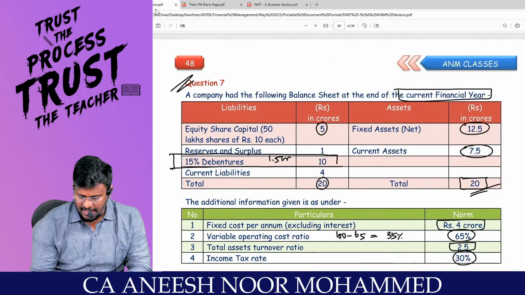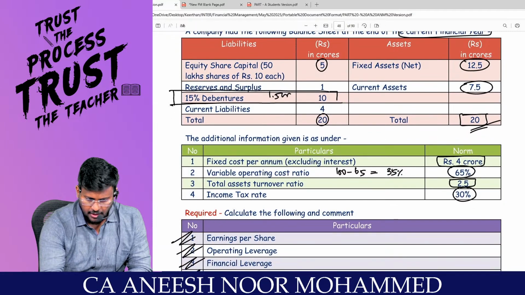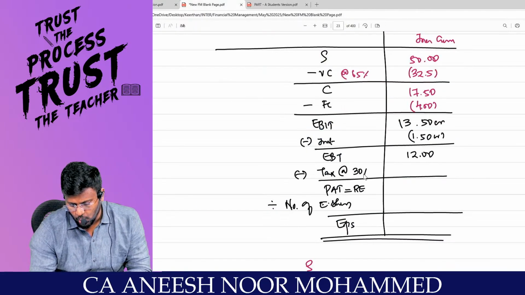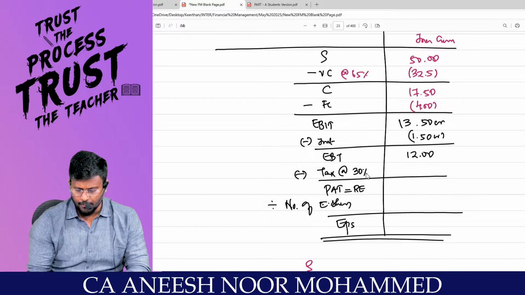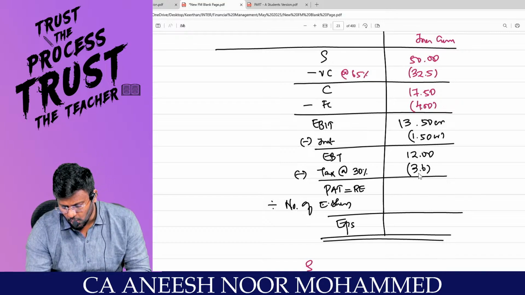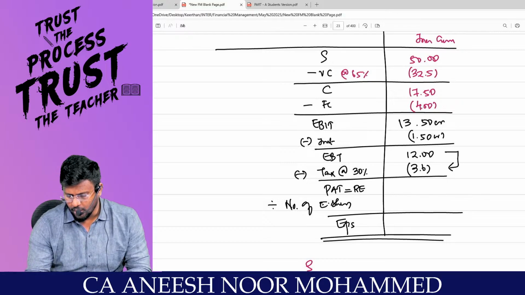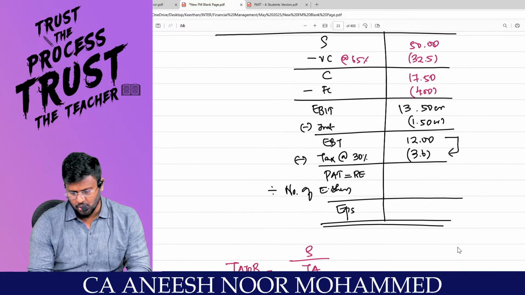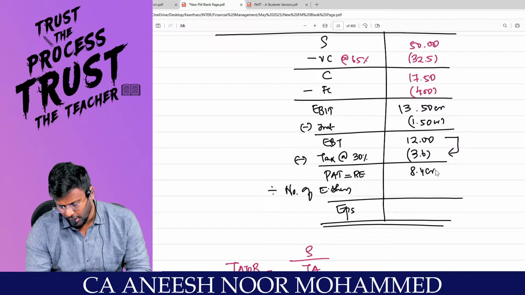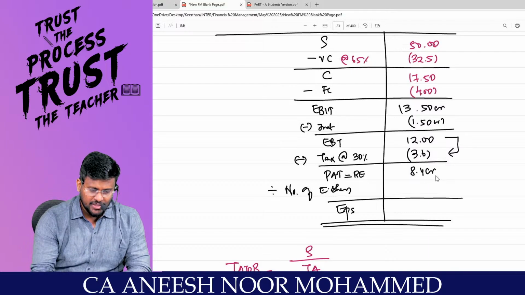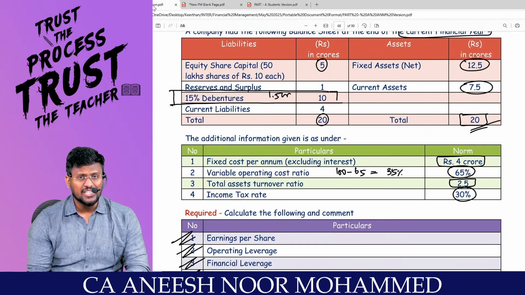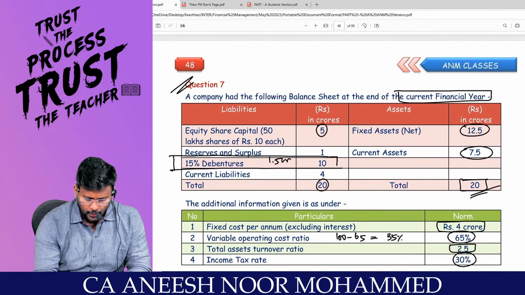Pay tax at the rate of 30%, that's the income tax rate. So 12 crore into 30% comes to 3.6 crores, which we have to pay as tax. So 12 crore minus 3.6 crore comes to 8.4 crore, which is the PAT, the residual earnings, which has to be shared by the equity shareholders.